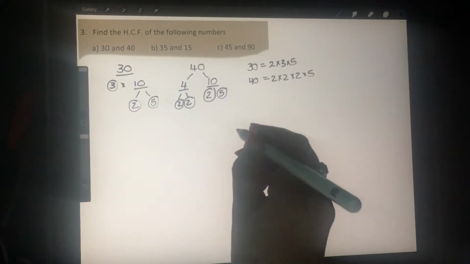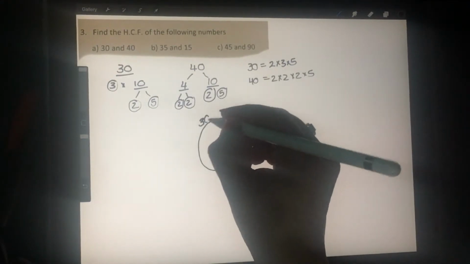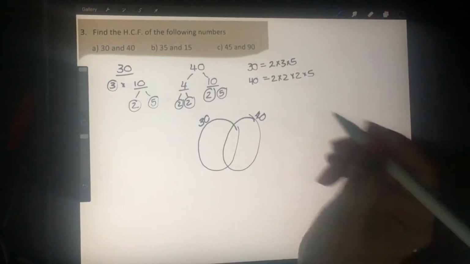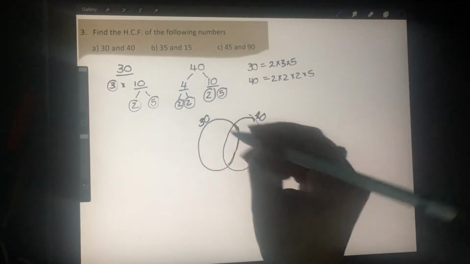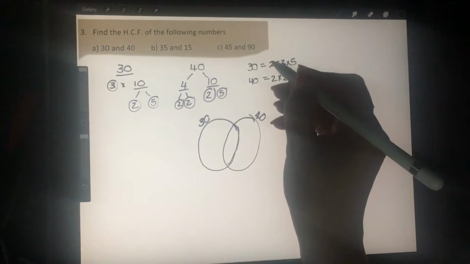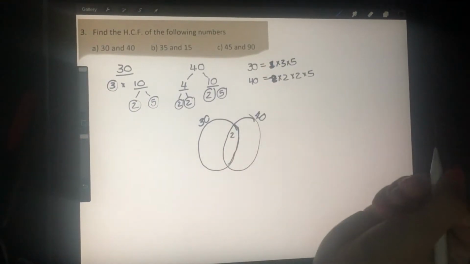Then we draw a little Venn diagram, right? Where this circle represents 30 and this circle represents 40. So first of all, we need to find the intersection. You know, the prime numbers that are both the same in 30 and 40. So if we have a look at this, there's a 2 there and a 2 there. So we can write the 2 shared in the middle.